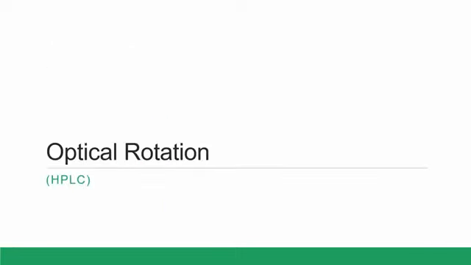Okay, next up is optical rotation. This is also just an HPLC detector. And this sort of goes hand in hand with the two previous detectors, the CD detector and the RI.